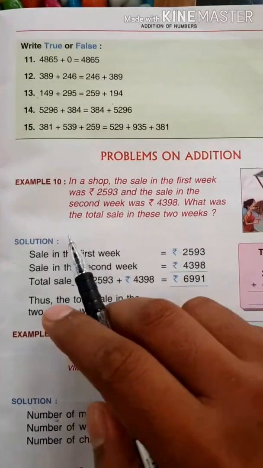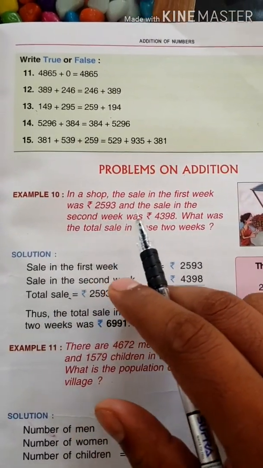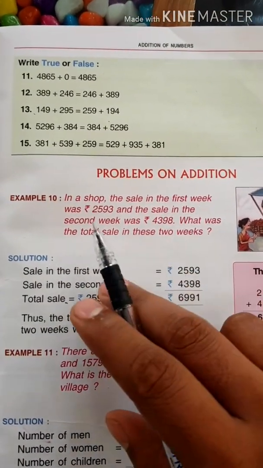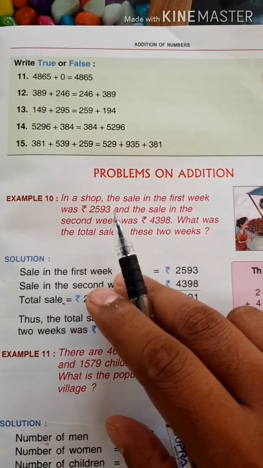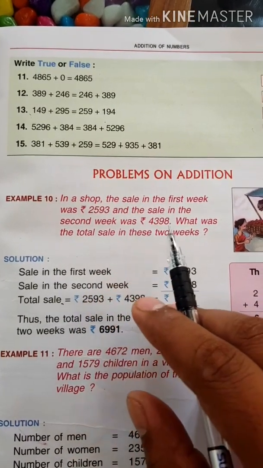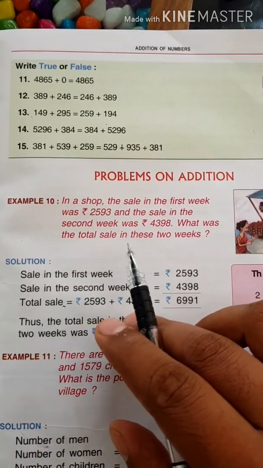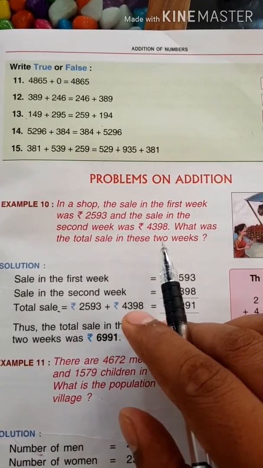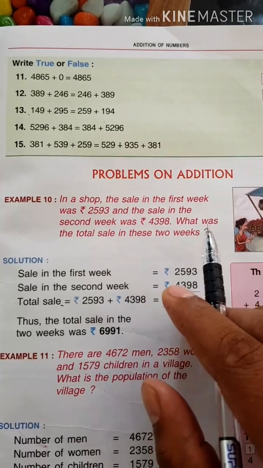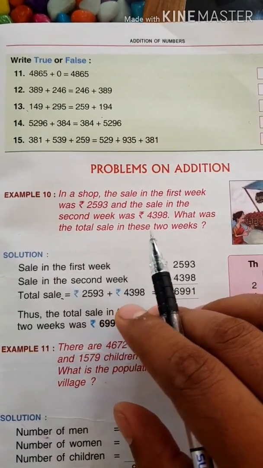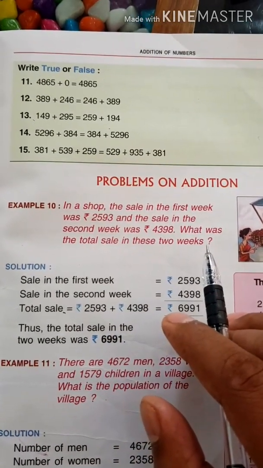Okay, example 10. In a shop, the sale in the first week was rupees 2,593 and the sale in the second week was rupees 4,398. What was the total sale in these 2 weeks?